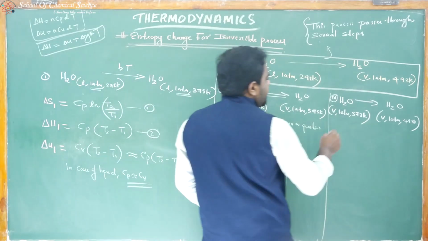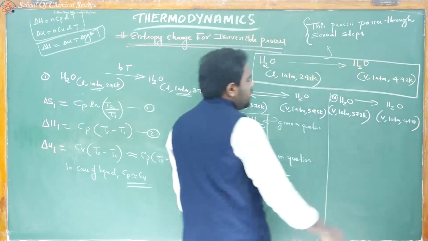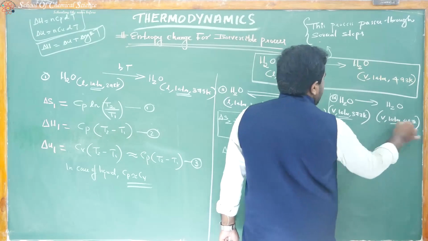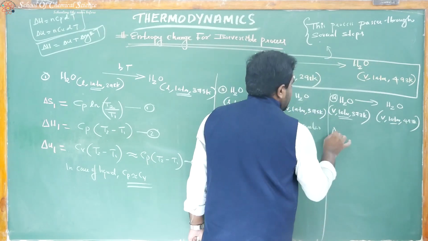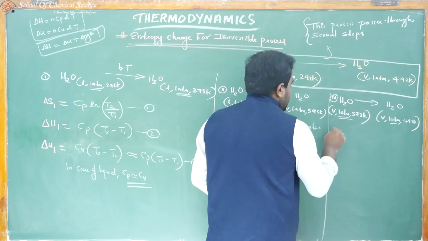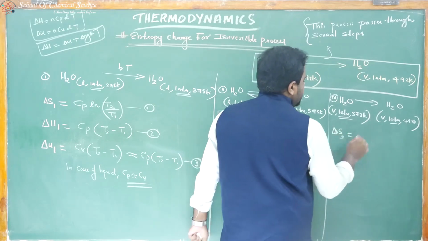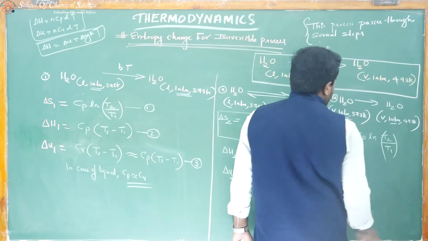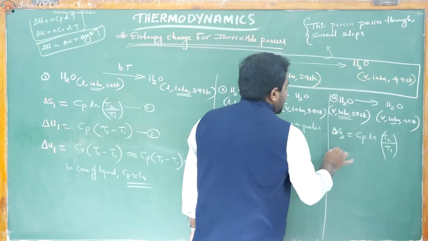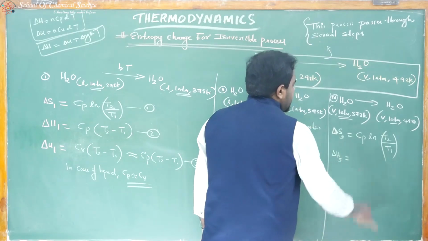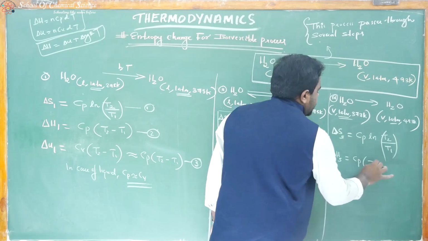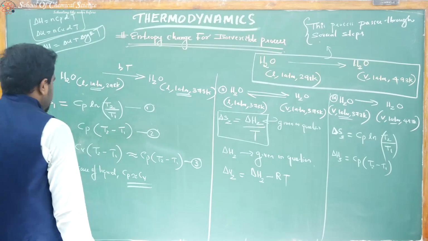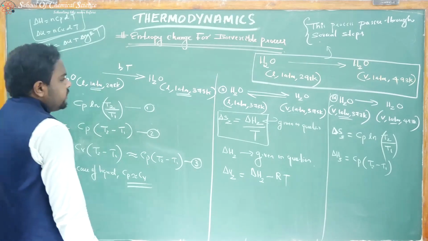Then the last step, H2O vapor to H2O vapor, 373 to 493. Since it is also an isobaric process, how can we find delta S3? Delta S3 is equal to Cp ln T2 by T1. Then what about delta H3? Delta H3 is equal to Cp into T2 minus T1.